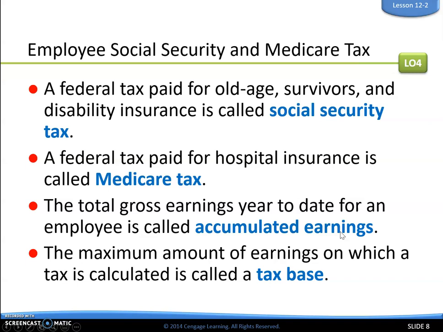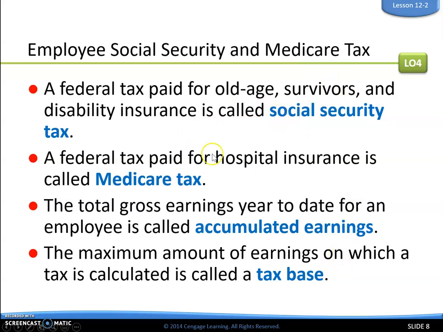Here we have some more terms. Social Security tax is a federal tax paid for old age, survivors, and disability insurance. Medicare tax is a federal tax paid for hospital insurance. Accumulated earnings is the total gross earnings year to date for an employee, and a tax base is the maximum amount of earnings on which a tax is calculated.